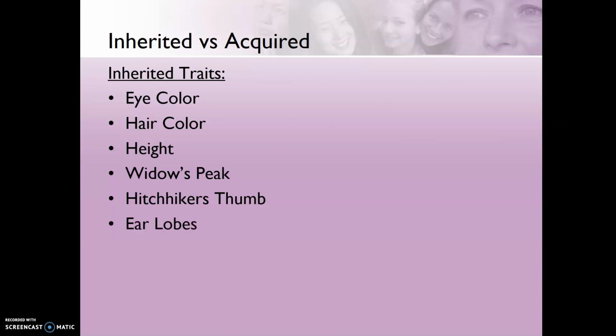Your earlobes, you can have attached or unattached earlobes. So you might have to stand in front of the mirror and see, do your earlobes attach to the side of your head or do they hang down a little bit and are unattached?